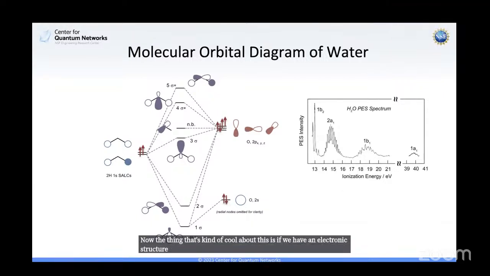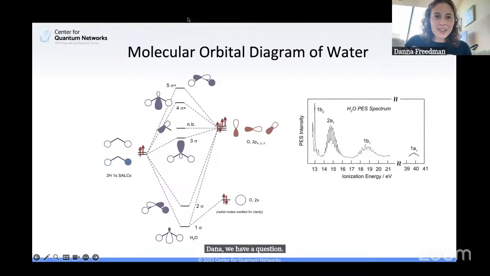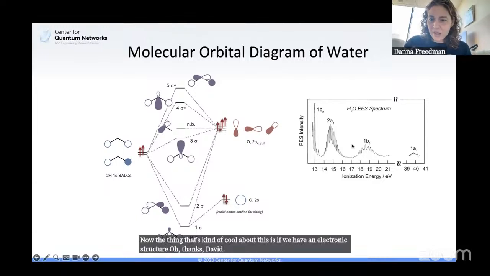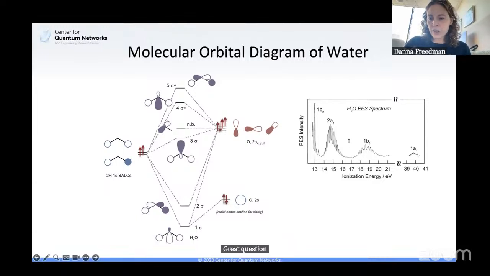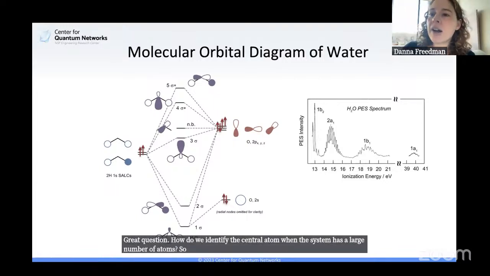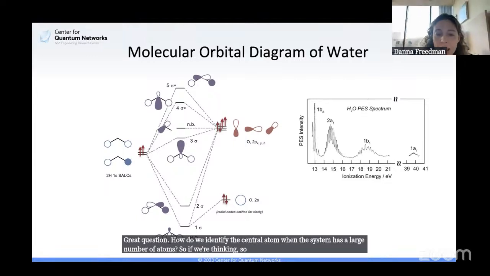Dana, we have a question. Oh, thanks, David. Great question. How do we identify the central atom when the system has a large number of atoms? So that's a great question.